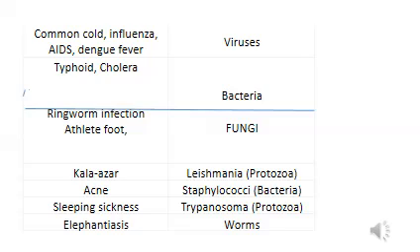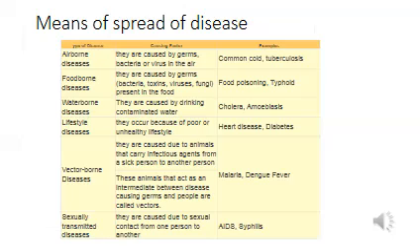So here we have the list of infectious diseases which are caused by virus: common cold, influenza, dengue, poliomyelitis, hepatitis B, AIDS, chickenpox, measles, mumps, SARS, swine flu. And the infectious diseases which are caused by bacteria: typhoid, cholera, tuberculosis, anthrax, tetanus.